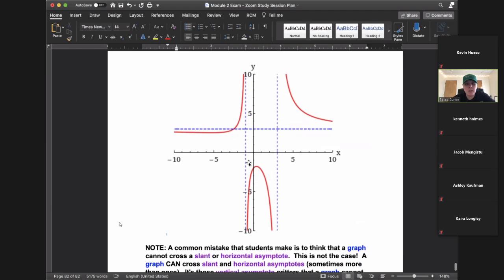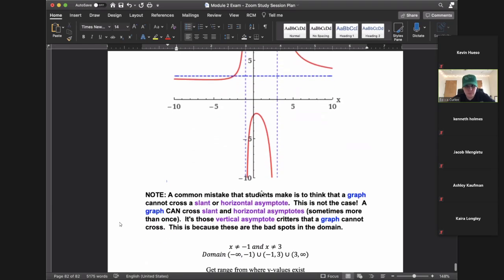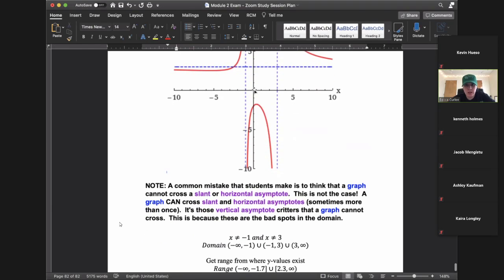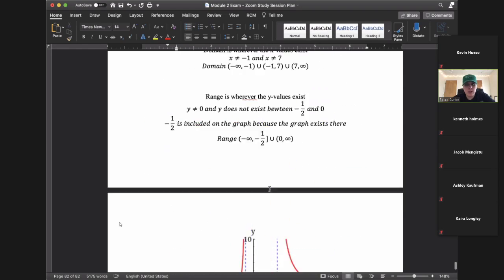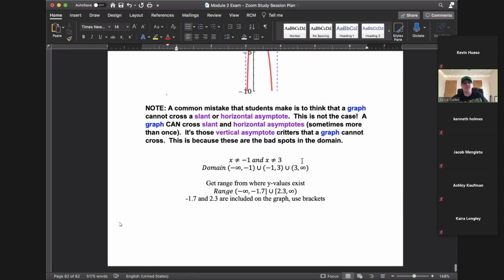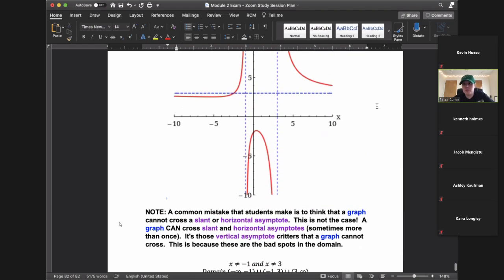So basically, wherever your y values exist, wherever the graph exists, that's going to be your range. And wherever the empty spaces are, where the graph doesn't exist, that's not going to be included in your range. So that's pretty much all I got for this module. Sorry it took so long to explain everything, but hopefully that was a good review for everybody.